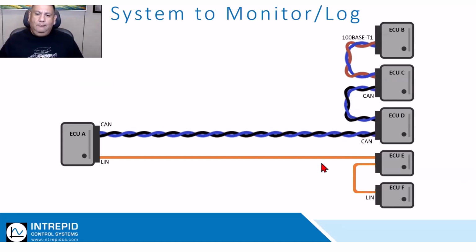But in this case, because we're just monitoring, it really doesn't matter which one is which, because we're just going to connect to the line itself, and then we should be able to see that data. Here we also have a CAN wire denoted by this black and bluish or purple twisted pair. In this case, it happens to be daisy chained between ECU-D and ECU-C. Wherever we connect within this line, we should be able to see all the communication between all these ECUs. And then between ECU-B and ECU-C, we have 100BASE-T1.